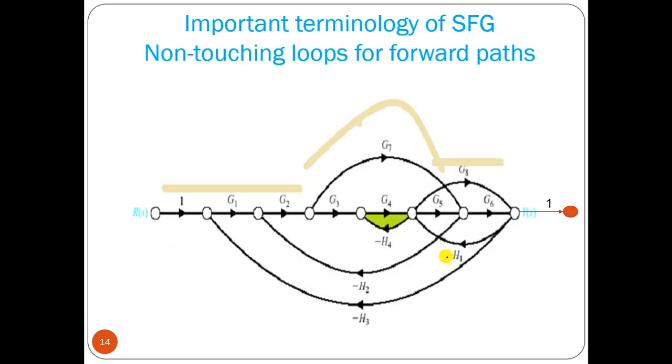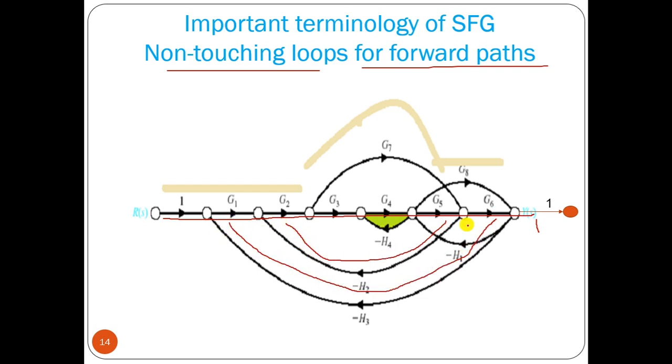Now, non-touching loops for a forward path, this is another point. Non-touching loops for a forward path means what? If we have a forward path, this is your forward path, now with that forward path, which loop is non-touching? Now for this forward path 1, all the loops, you can see this is one loop, this is one loop, this is one loop, this is one loop, all the feedback paths basically provide the loops. So all are touching with this forward path, so there is no problem.